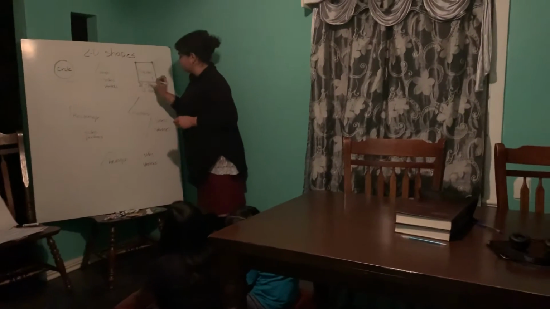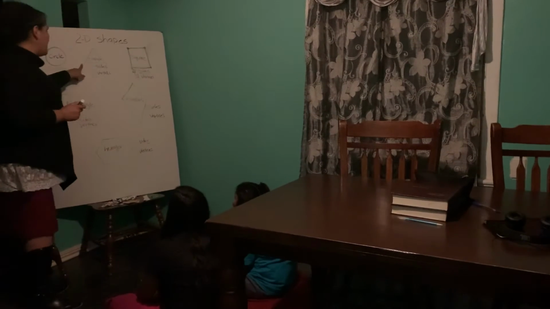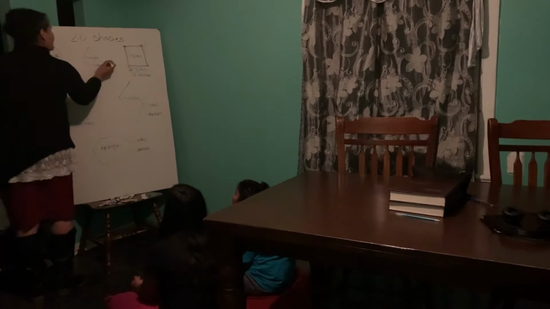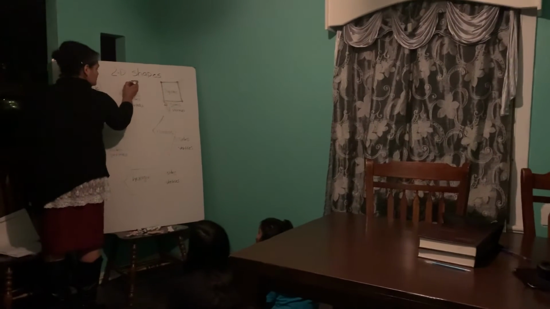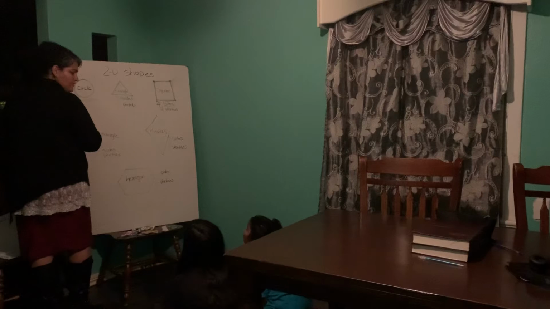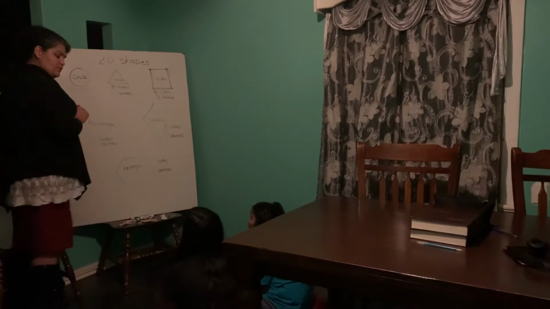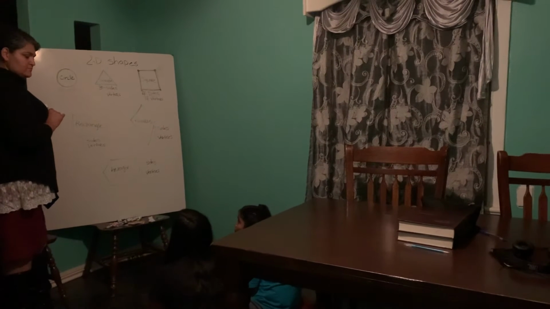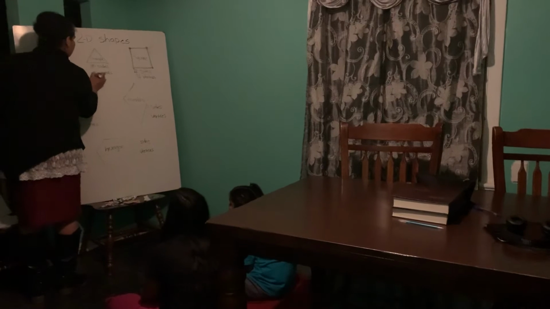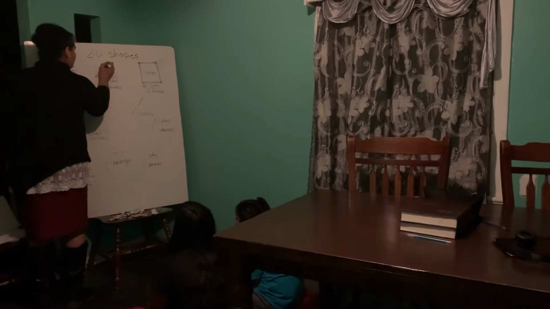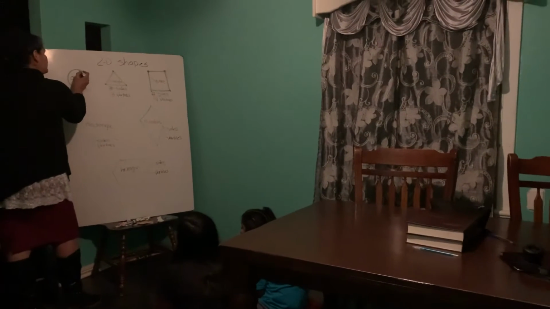Very good. Okay? Now, we're going to do the triangle. Let's count the lines or the sides. 1, 2, 3. How many sides do we have? 3. So how many vertices do we have? 3. Very good. 1, 2, and 3.